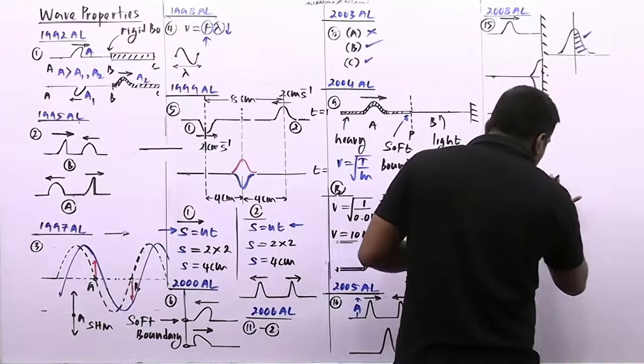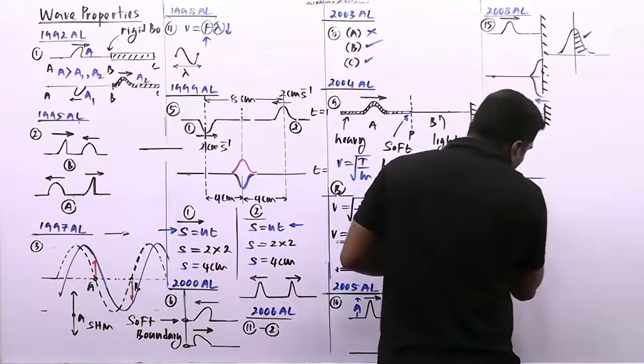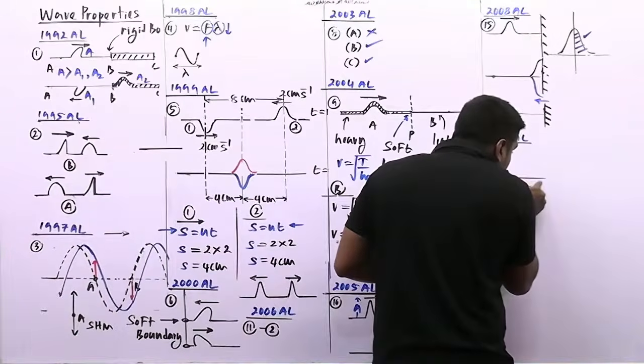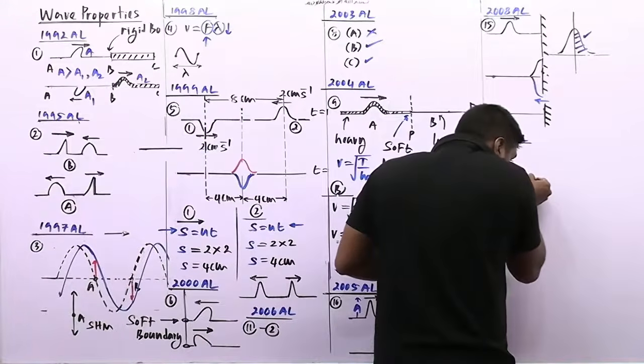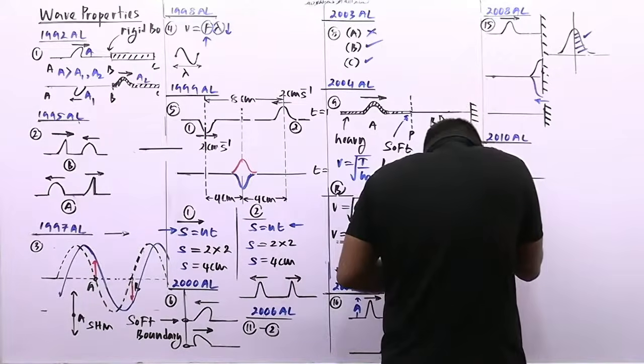During a soft reflection, what happens? If half of the incident wave pulse reaches the soft boundary, the resultant wave pulse will have an amplitude twice the amplitude of the incident wave pulse.